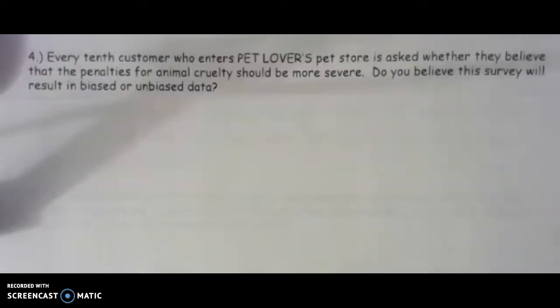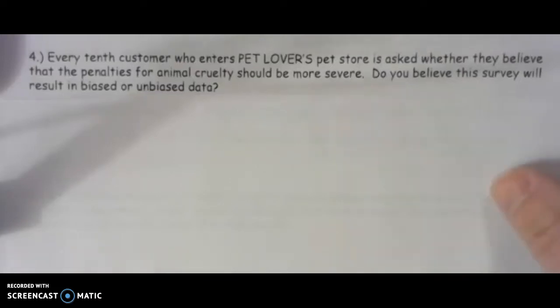In example 4, they say that every 10th customer who enters Pet Lover's Pet Store is asked whether they believe that the penalties for animal cruelty should be more severe. Do you believe this survey will result in biased or unbiased data? Okay, and it sounds like it's random. It says every 10th customer, okay, but it's people that are entering Pet Lover's Pet Store. So these are likely people that own pets. Okay, and if you're asking these people if they think that the penalties for animal cruelty should be more severe, you're probably going to get data that would agree with that, which means that this is a biased sample.